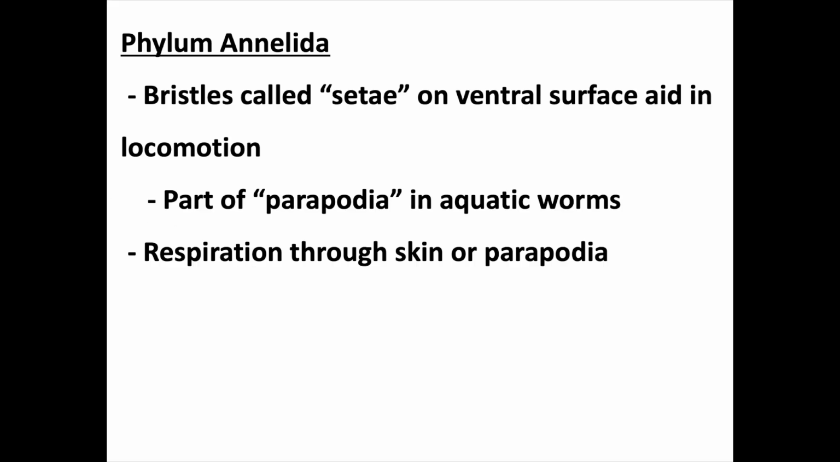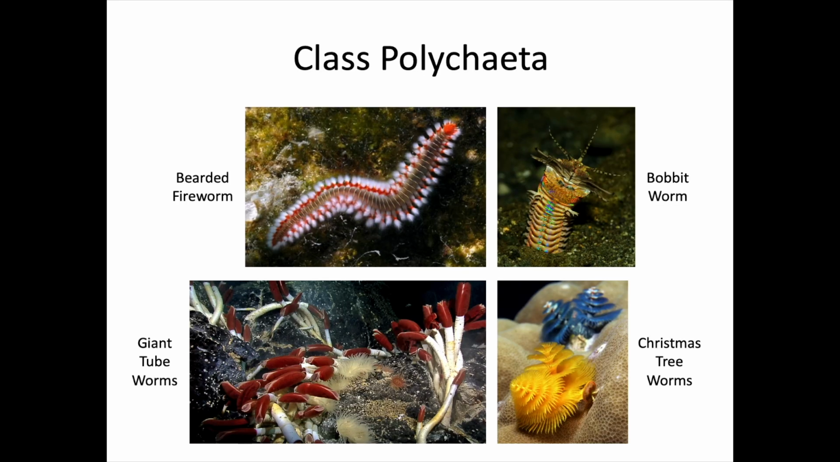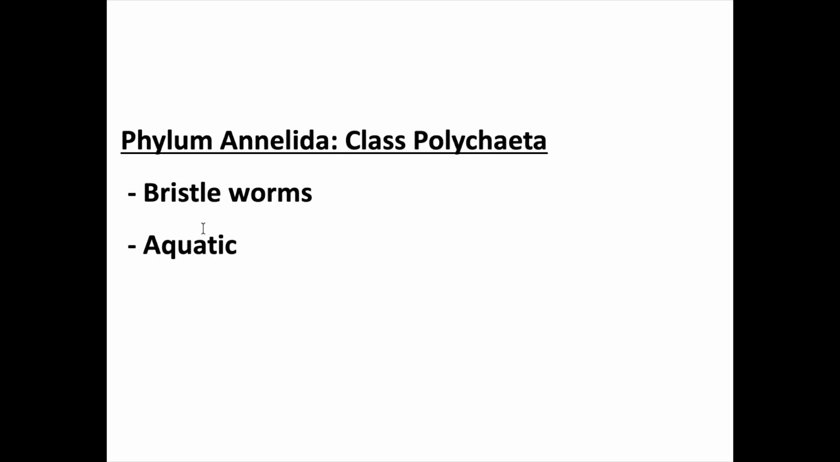Okay, now there are two notable classes within phylum Annelida, starting with class Polychaeta. Polychaete worms are these aquatic worms. So yeah, here's the bearded fireworm we've been looking at. Some other wild looking members. Love these Christmas tree worms here. But yeah, these are aquatic worms, and they're also known as bristle worms. That's honestly all I want to say about them. Polychaeta means aquatic bristle worms.